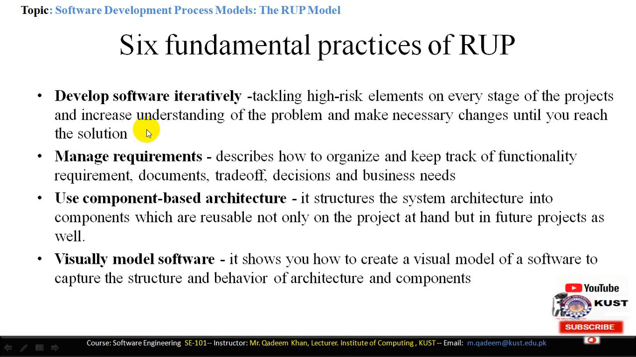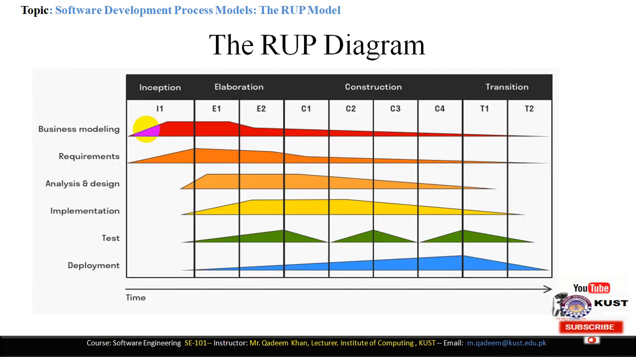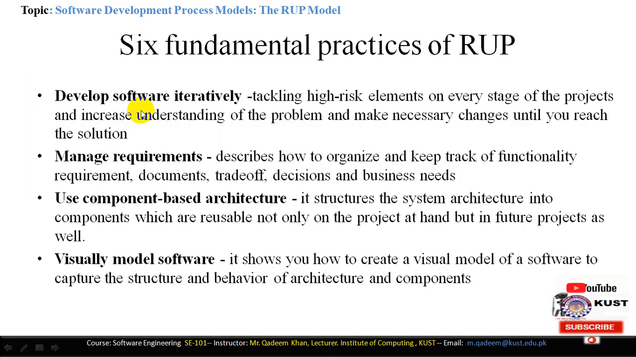As we saw in the previous concepts, for example, we have business modeling, which means understanding of the problem in every phase. For example, business modeling in the inception, elaboration, construction, and transition. Also, we have requirements in all these phases, and similarly analysis and design. So that means an increasing understanding of the problem. It means that every step of the development is performed in every iteration. So it makes us very clear to develop the system.